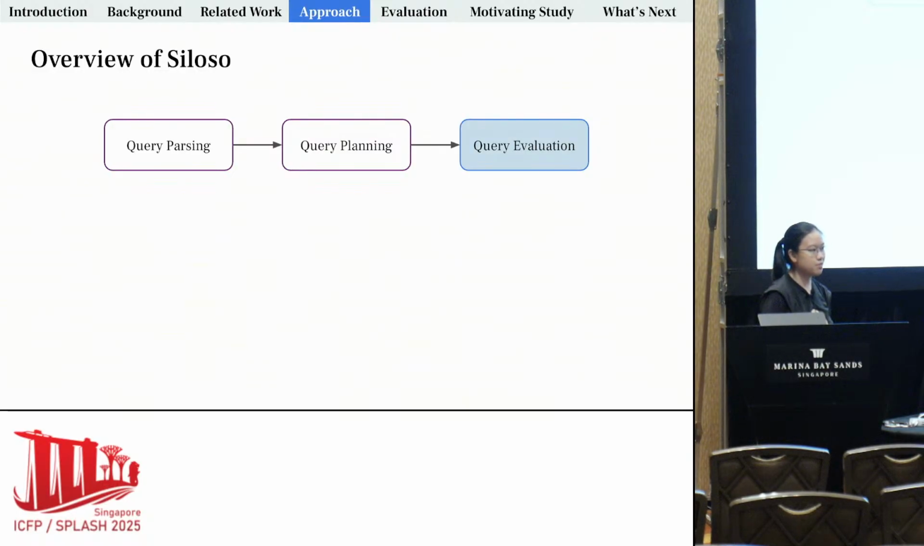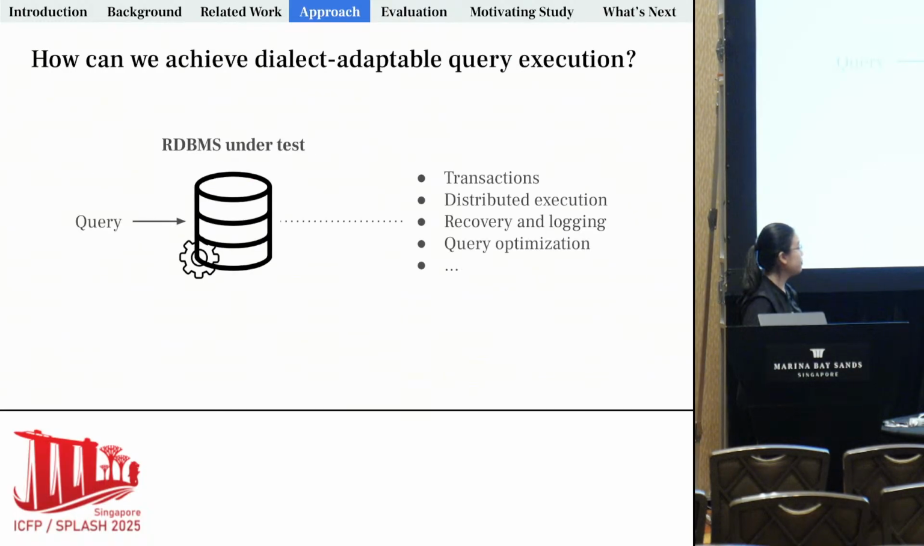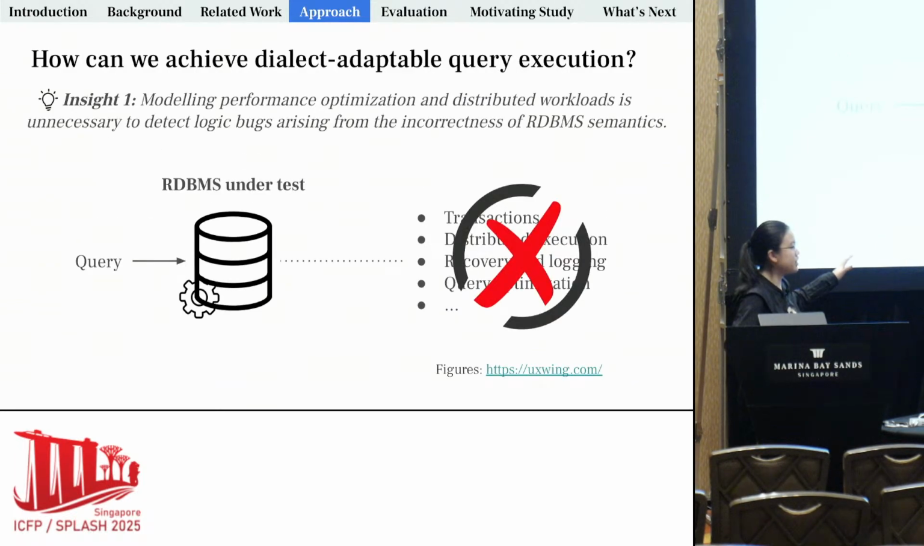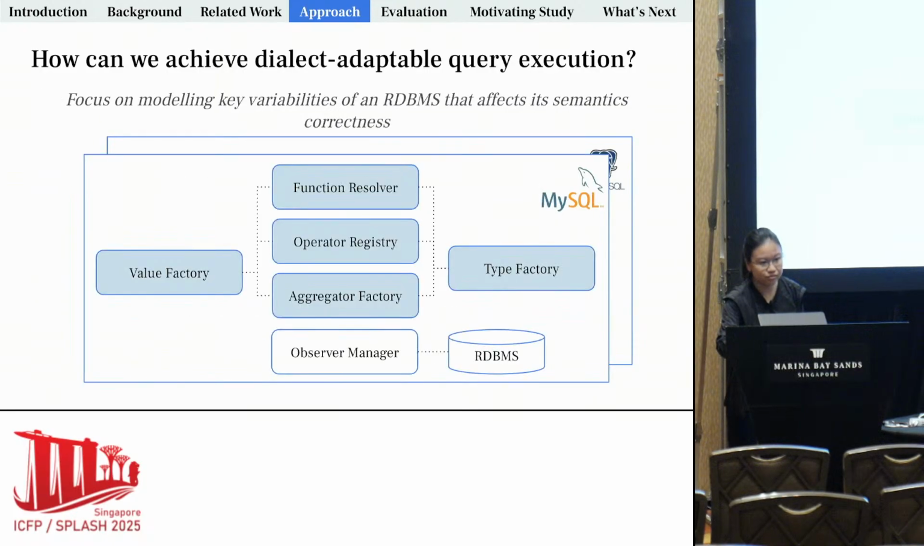So the first 2 steps are largely dialect agnostic, so I will focus more on the third step, which is query evaluation. So as a first step, we might want to ask how we can achieve dialect adaptable query execution with just one single reference engine. We might be very ambitious and try to model various aspects of the database system, but we argue that this is not necessary to detect logic bugs that arise from the incorrect implementation of database system semantics.